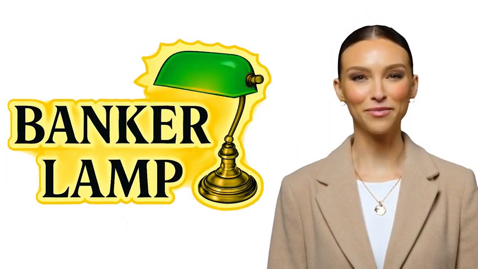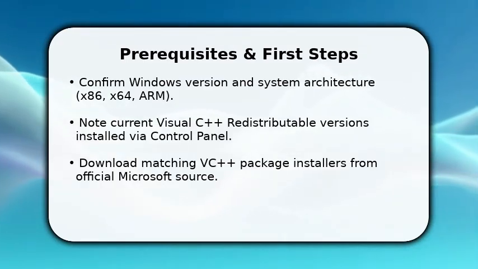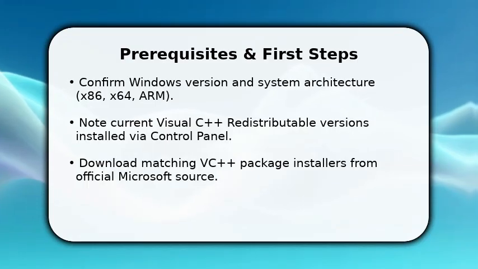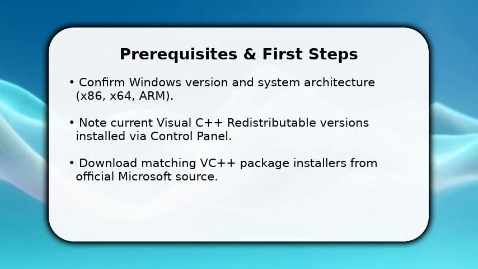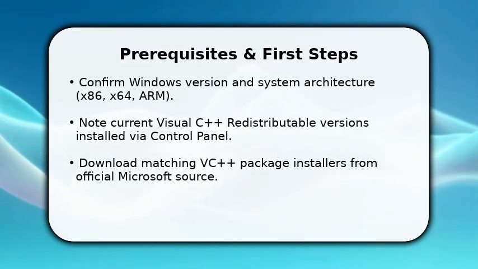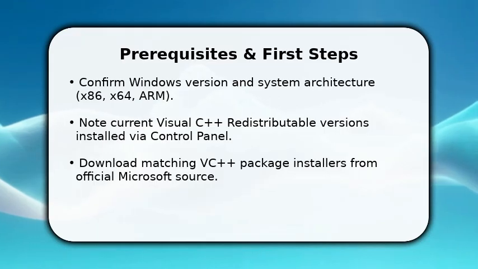Please enjoy the video. You start by confirming your Windows build and whether you need x86, x64, or ARM packages. This avoids installing wrong binaries. Once done, check Control Panel or Settings for installed Visual C++ redistributables so you know which years and versions require updates. Then, download the matching installers for each needed runtime.